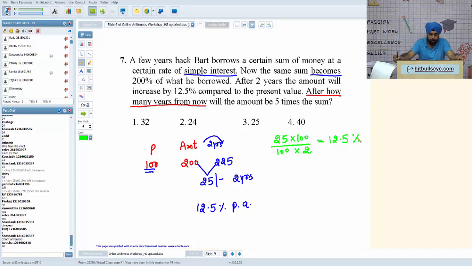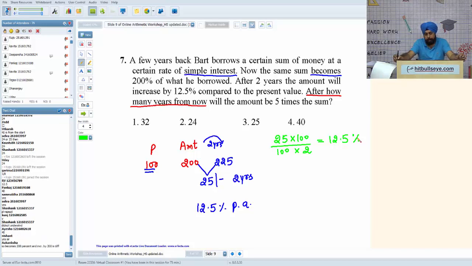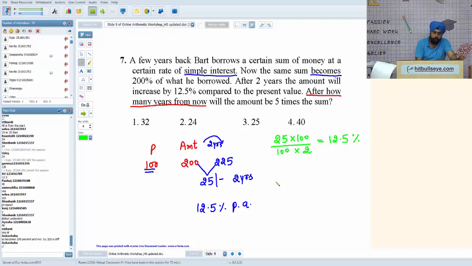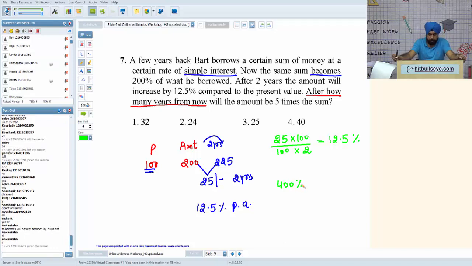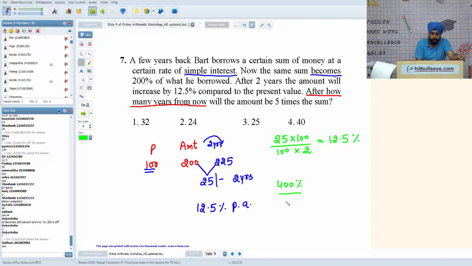Right, students? Now, if your rate is 12.5%, he says how many years from now will the amount be 5 times the sum? If you want the amount to be 5 times the sum, this means you want to earn a total interest equivalent to 400%. If the amount is 5 times, this means interest earned is 400%. Now the rate is 12.5, so the total time period will become 32 years.